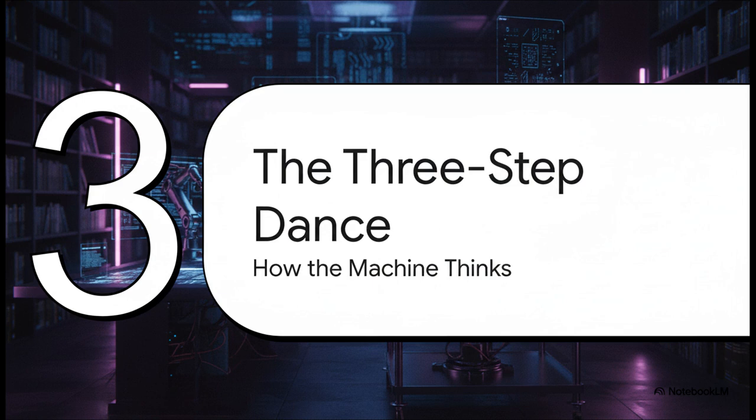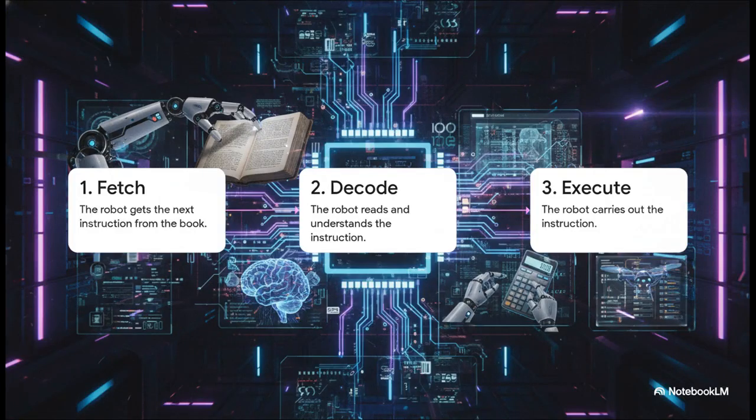Now let's watch it in action, because the process that brings this whole system to life is actually a very simple, endlessly repeating three-step dance. This, right here, is the technological DNA we've been hunting for. It's called the fetch, decode, execute cycle. It's so simple. First, the robot fetches the next instruction from the book. Second, it decodes it to figure out what to do. And third, it executes that command. That's it. Fetch, decode, execute.